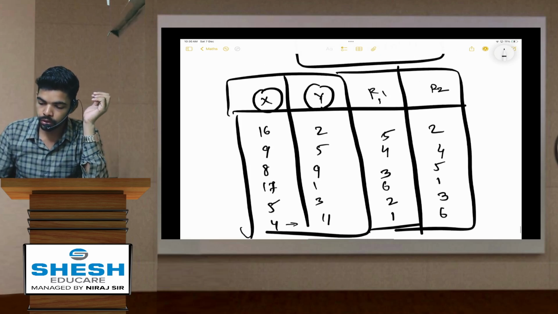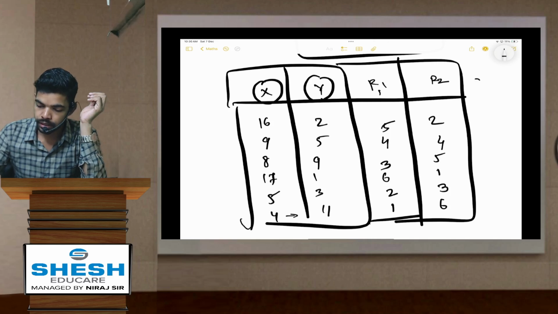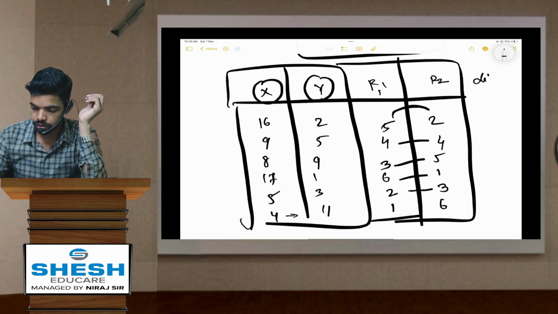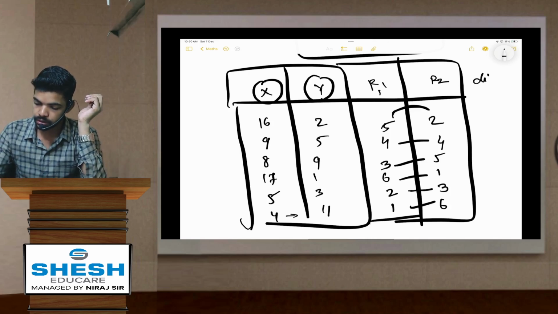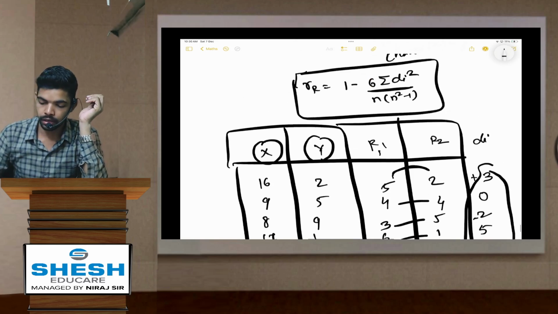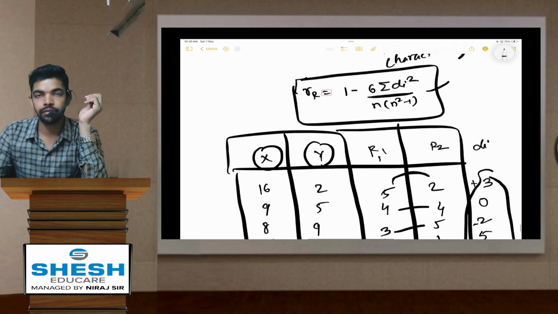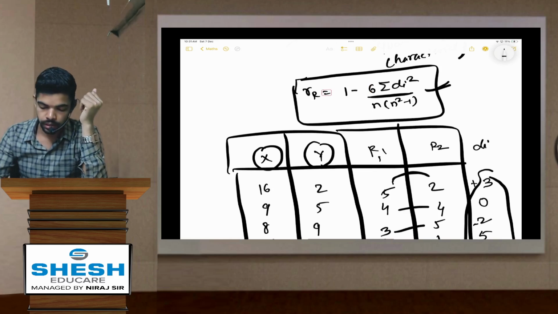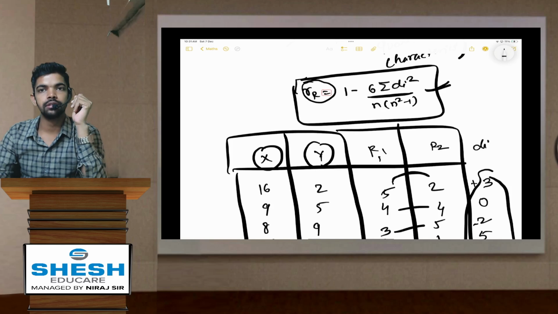Now what you will do, you will find the di, the difference between the ranks. Okay, so this is 3, 0, 2, plus or minus 5, minus 1, minus 5. Now these are di. Now substitute the value here and we will get the value of rank correlation coefficient.